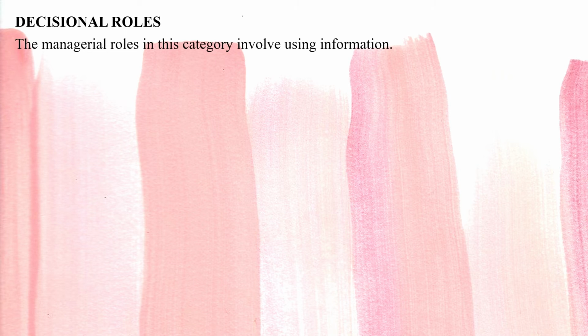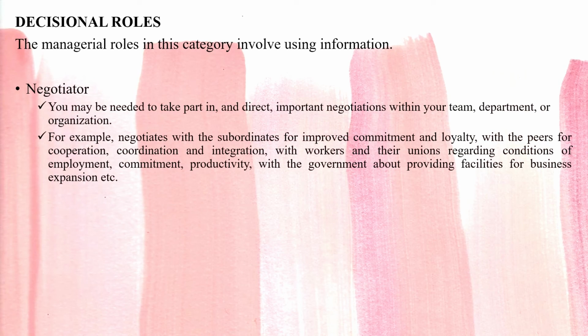And lastly is decisional roles. The managerial roles in this category involve using information. Firstly is negotiator. You may be needed to take part in and direct important negotiations within your team, department, or organization. For example, negotiating with subordinates for improved commitment and loyalty, with peers for cooperation, coordination, and integration, with workers and their unions regarding conditions of employment, commitment, and productivity, and with the government about providing facilities for business expansion, etc.